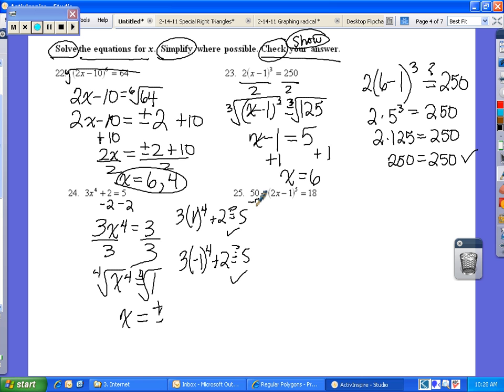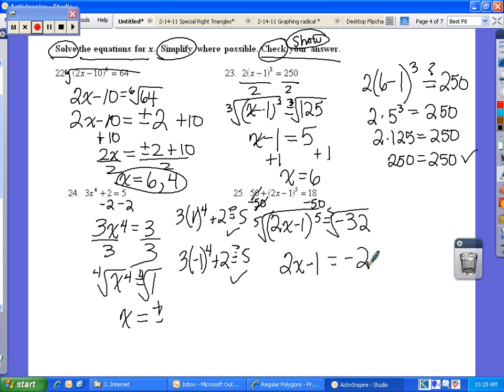For number 25, notice the 5th power is over here. The 50 is not included, so I want to do the opposite of adding 50 and subtract 50. The 50s cancel. I'm left with 2x minus 1 raised to the 5th power equals negative 32. Now, since the 5th power is on here, I want to take the 5th root of both sides. The 5th root of a 5th power is just 2x minus 1. The 5th root of negative 32 is negative 2.